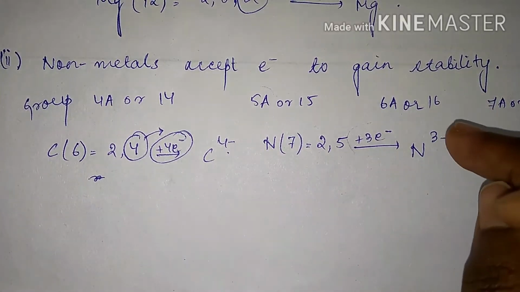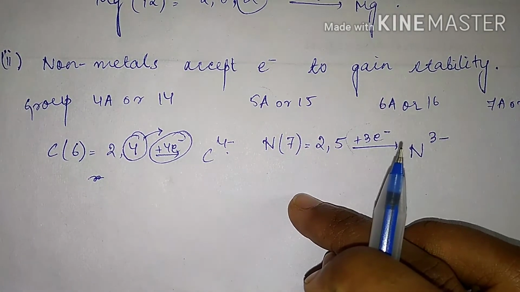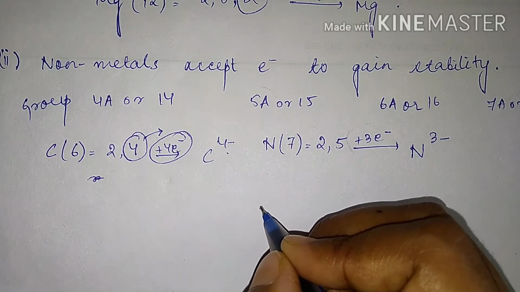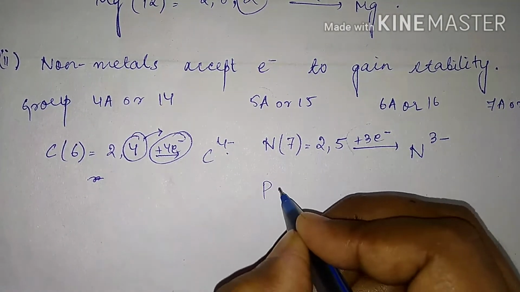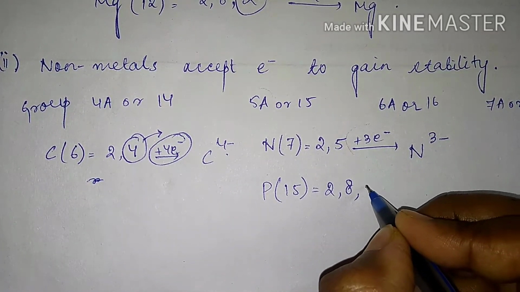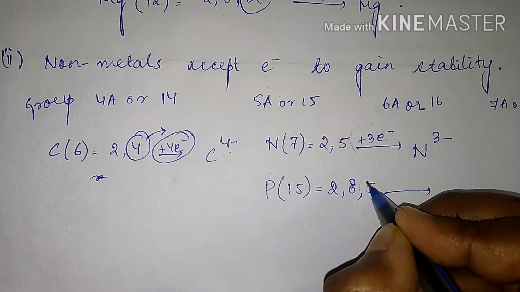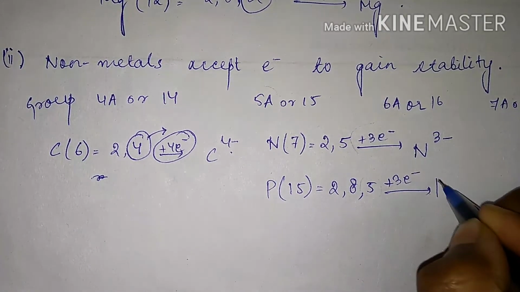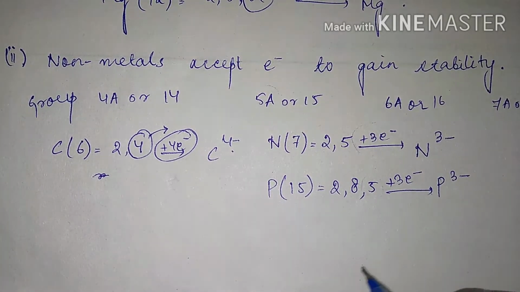Another example from the 5A group, from period 3, is phosphorus. Phosphorus atomic number is 15. The electronic configuration is 2, 8, 5. So here also, to become 8, it has to accept 3 more electrons. So it becomes P3 minus.